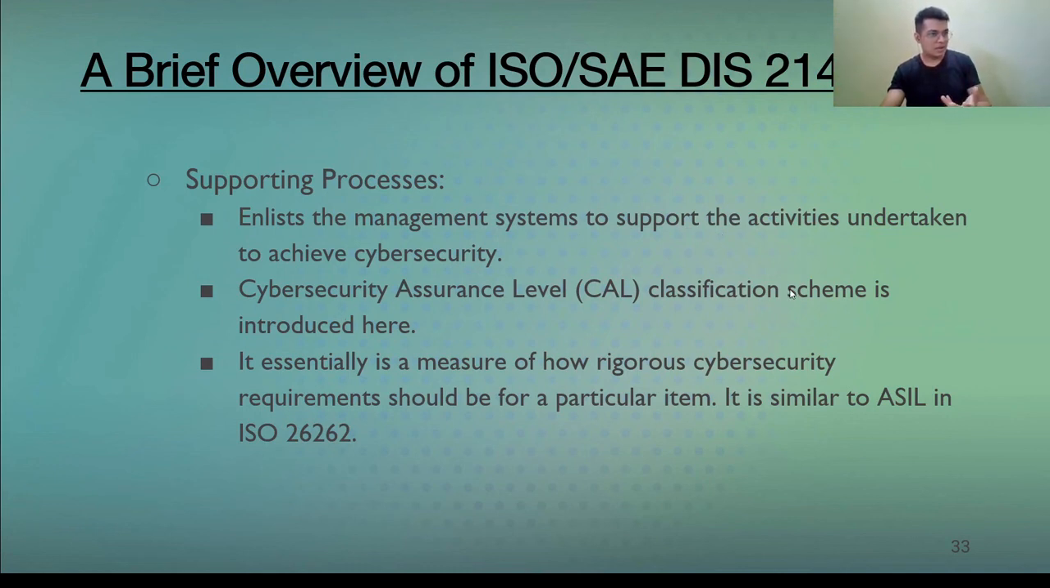The Cybersecurity Assurance Level classification scheme is defined, and it is essentially a measure of how rigorous the cybersecurity requirements should be for a particular item. If you have the CAL level and the SL level, you should be able to identify what level of cybersecurity and safety you need to implement. So this is the ISO which is followed in the automotive industry, and it is considered as the Bible to be followed.